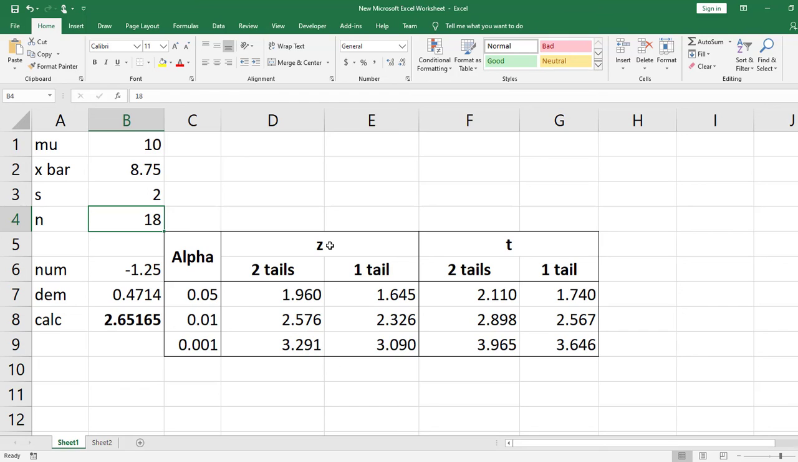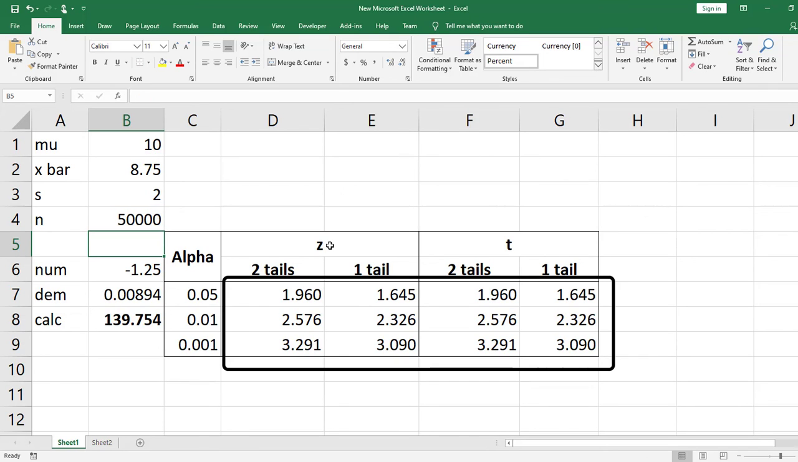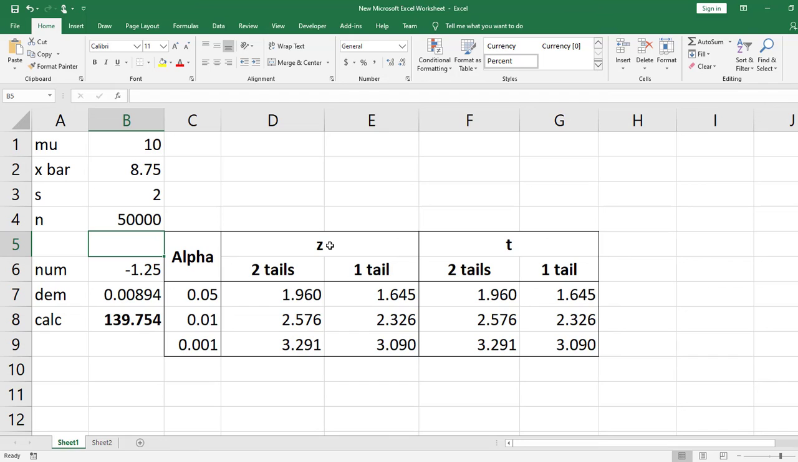And in case you're curious too, just as a reminder, if we put in like 50,000 for n, you see that our t values are just like our z values because you have so many degrees of freedom. They are functionally the same, right? If you're trying to estimate the population standard deviation with your sample standard deviation using like 50,000 observations, you probably just have the population, right? It's just a very good estimation. And then you get a calculated value of 139.